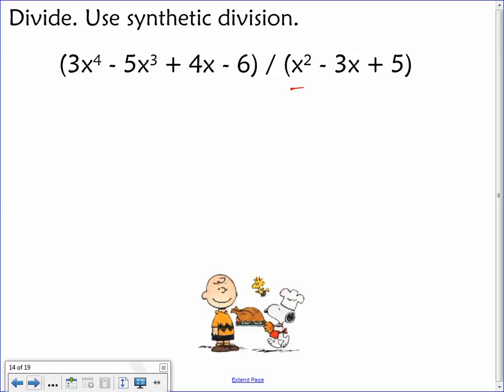Good. Synthetic division with this? No. If I just said divide, what would you have to do? You'd have to do long division. In this case, I'm saying no because it says use synthetic division.